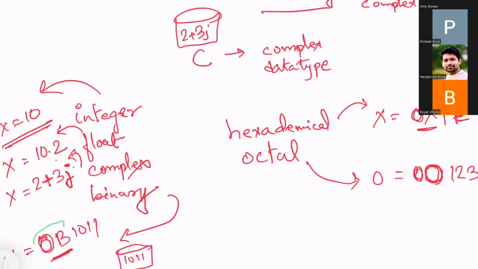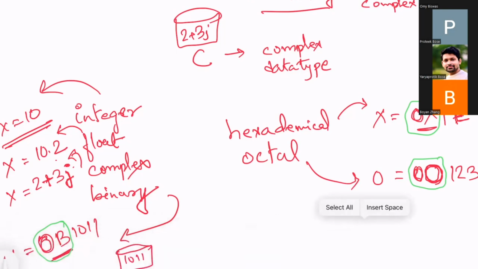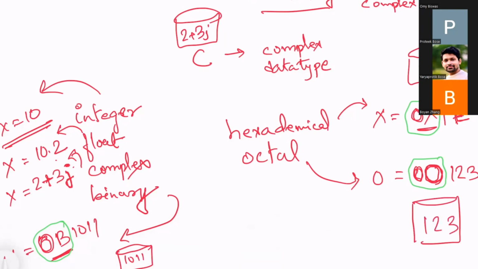In all the cases, these are the representations. These are not the values. These are just to make you understand which data type you are writing. It makes you understand only that. So here also, if you draw a container, here the value is fe. Here also the value is 1, 2, 3.